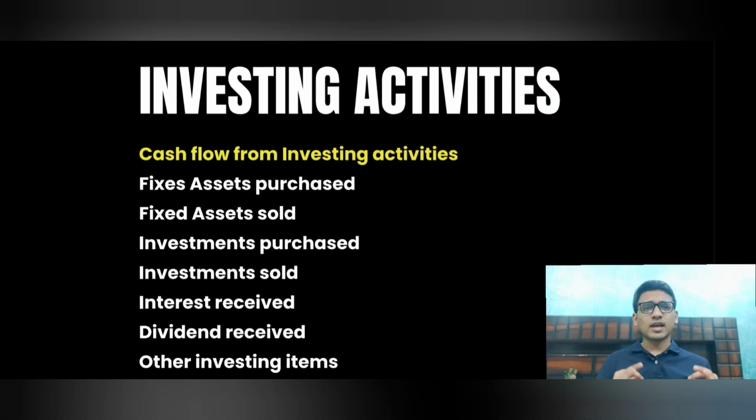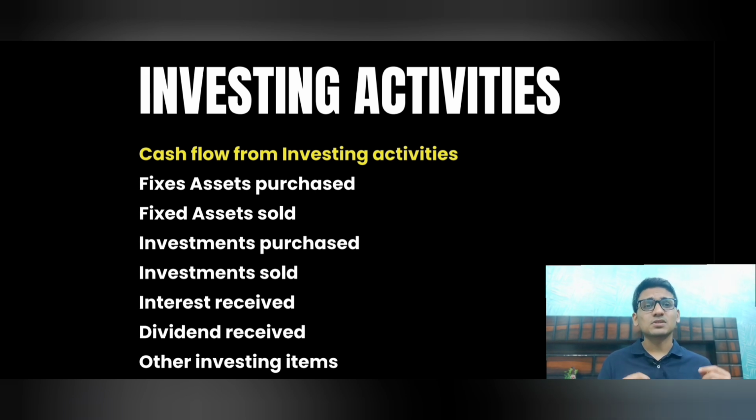Now moving on to the cash flow from investing activities, which states how a business is positioning its investments for long-term future growth. First are fixed assets purchased. We know that plant, building, land are all fixed assets, and if we purchase these fixed assets, that means that cash is moving out of the business, which leads to a cash outflow. Secondly are fixed assets sold. It states that cash is moving into the business and it is a cash inflow.